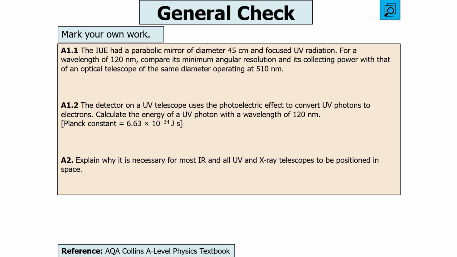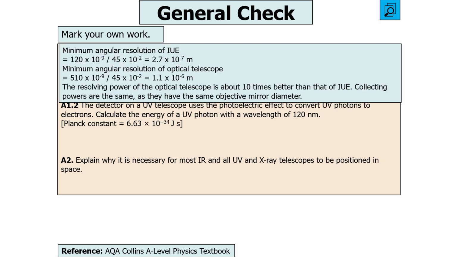Right, in this first one, once again, we work out the minimum angular resolution by using the Rayleigh criterion. So theta equals lambda over d. Pop it in there, and you get the IUE to be 2.7 times 10 to the minus 7 meters, and the optical telescope to be 1.1 times 10 to the minus 6 meters. Remember to keep our wavelength and our diameter in meters. So therefore, the resolving power of the optical telescope is about 10 times better than that of the IUE. Their collecting powers are the same, though, because, if you notice from the information, they've got the same objective mirror diameter, the only factor that affects the collecting power.